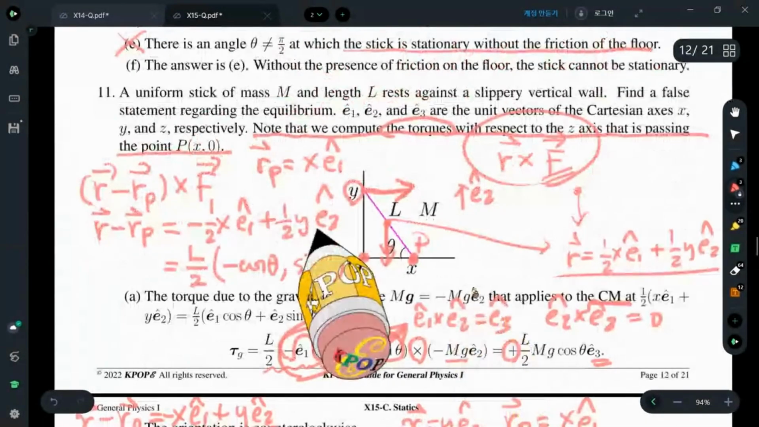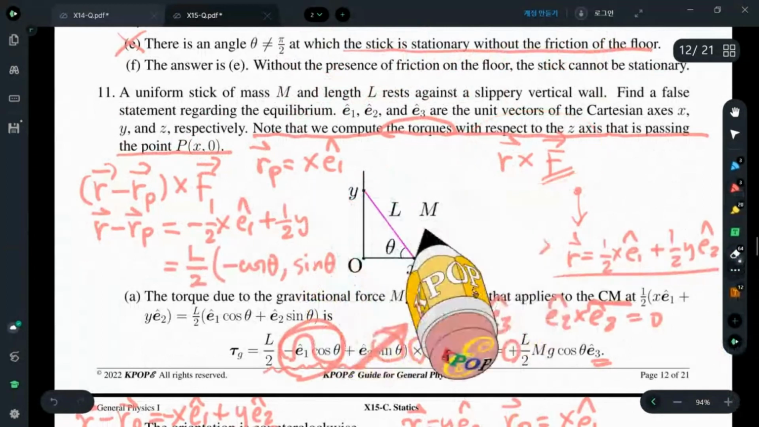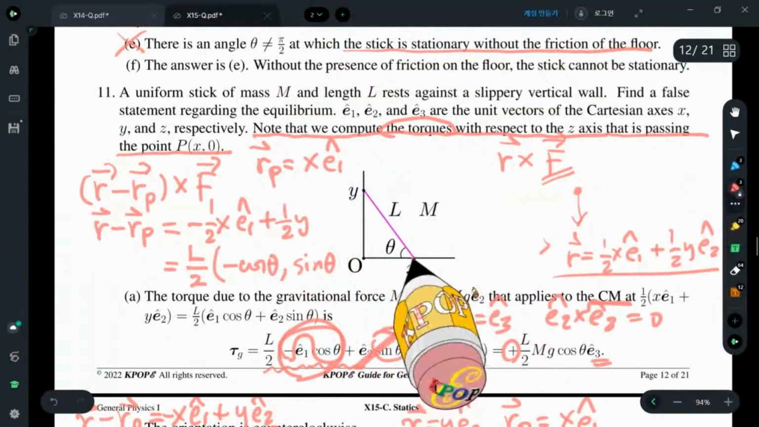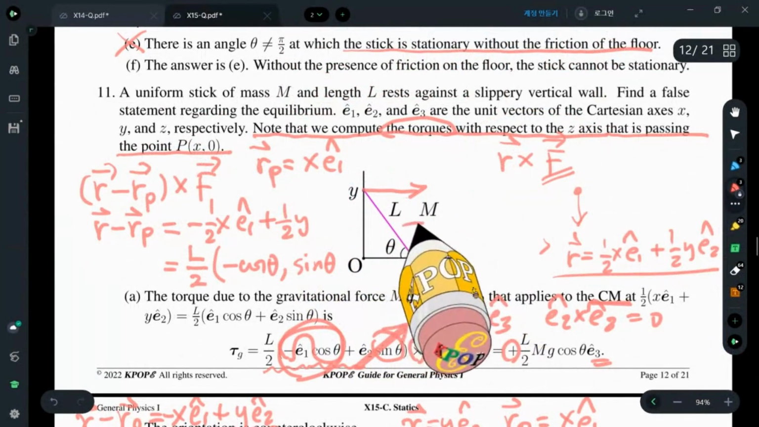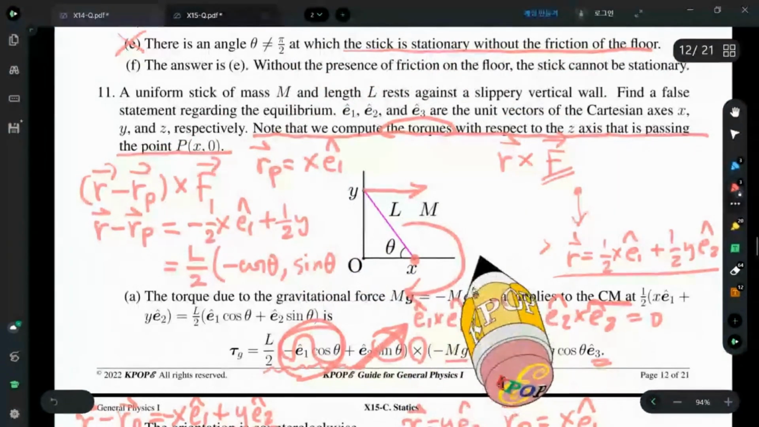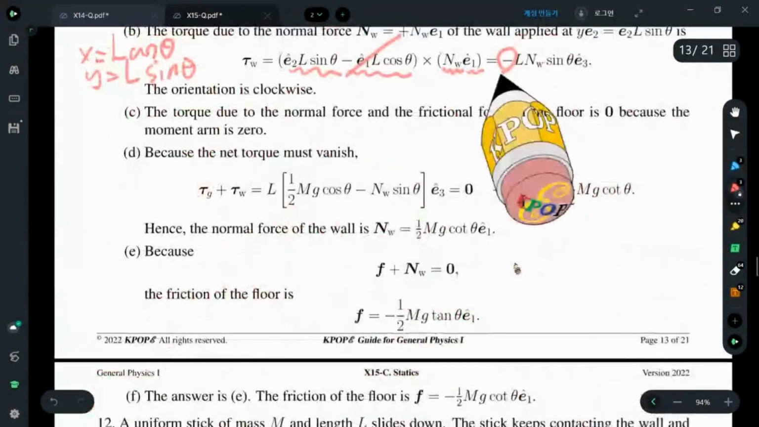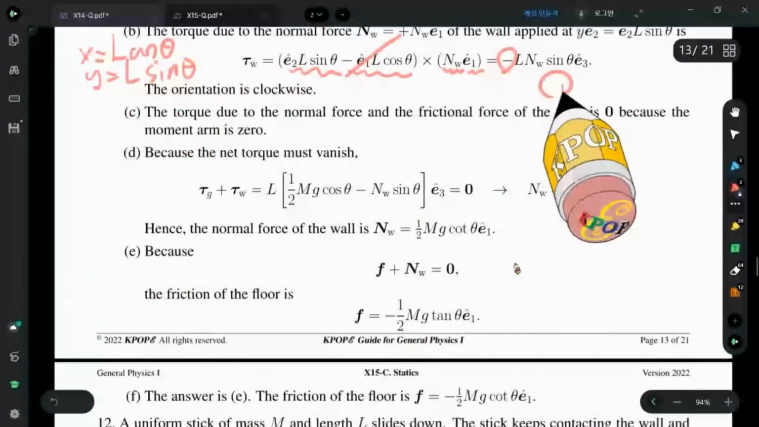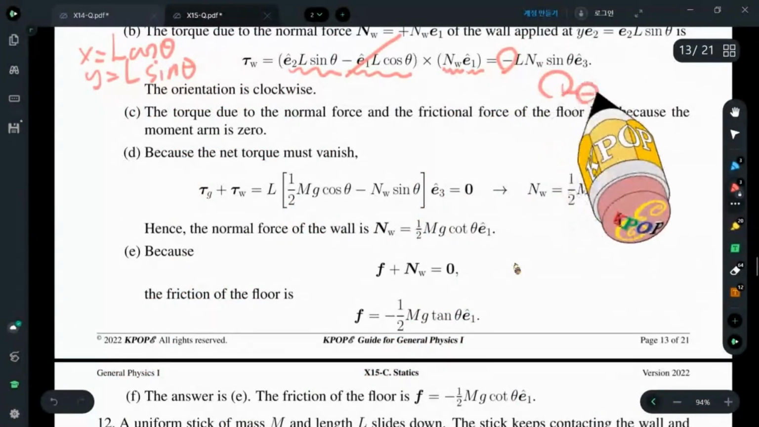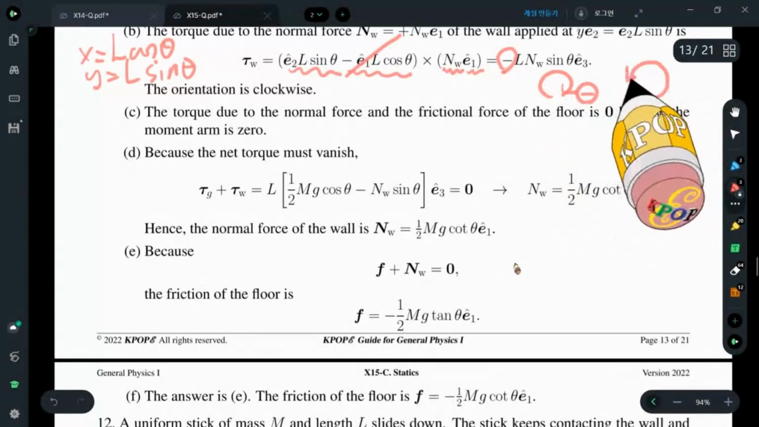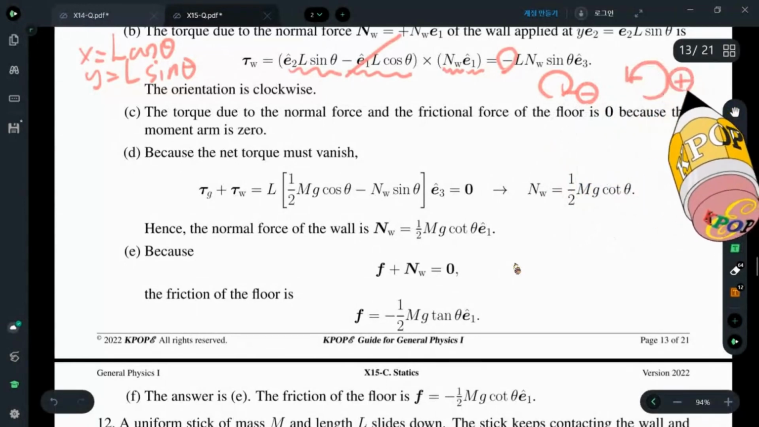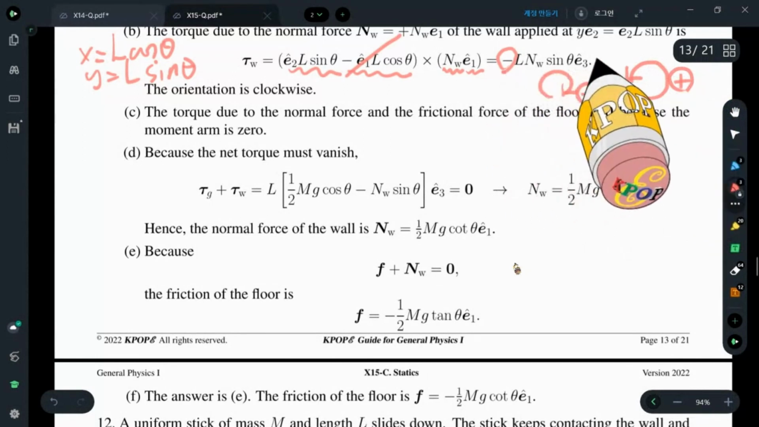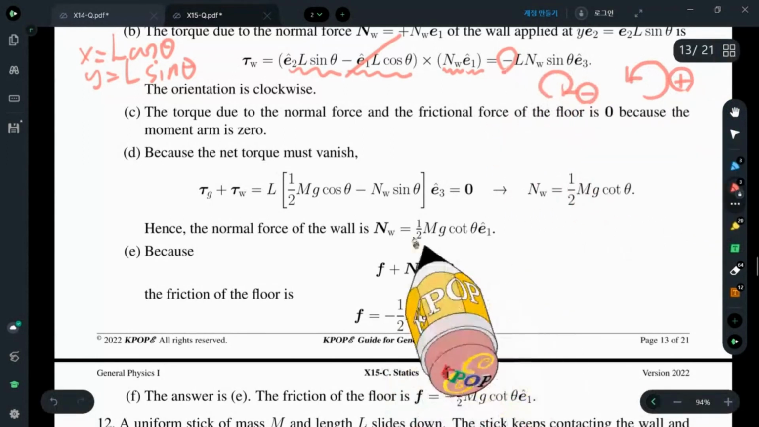If you look at this figure, relative to this point, the normal force is applied in this direction, so it is rotating clockwise. The negative sign means it is rotating clockwise. If it is rotating counterclockwise, the sign should be positive. So everything is correct until now.